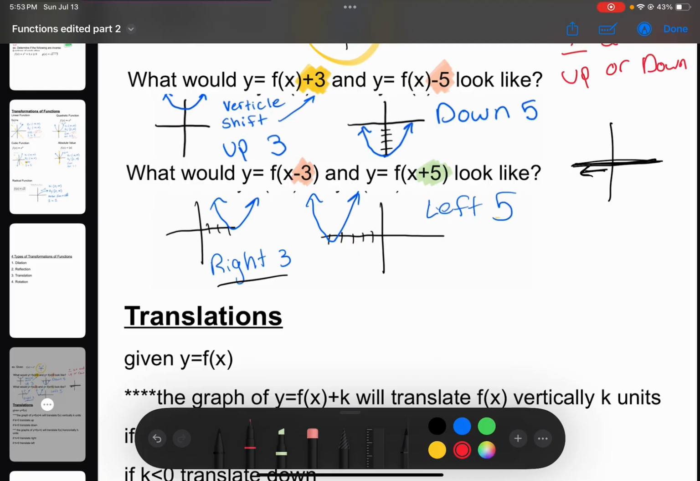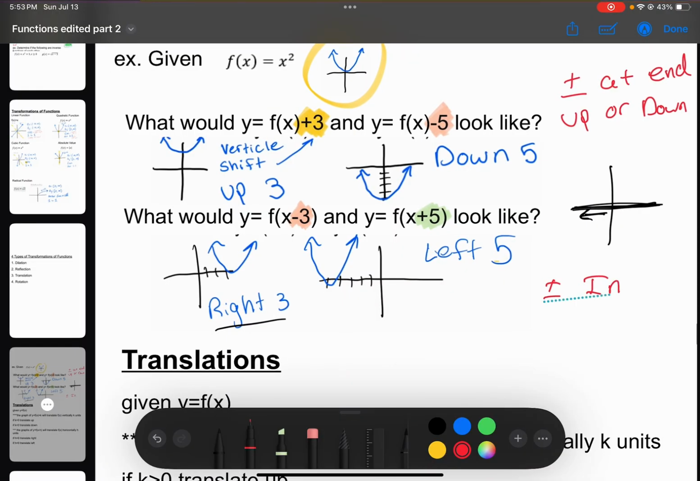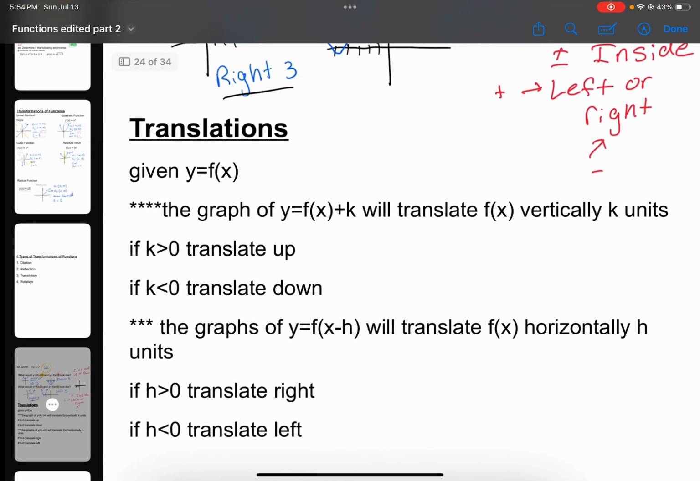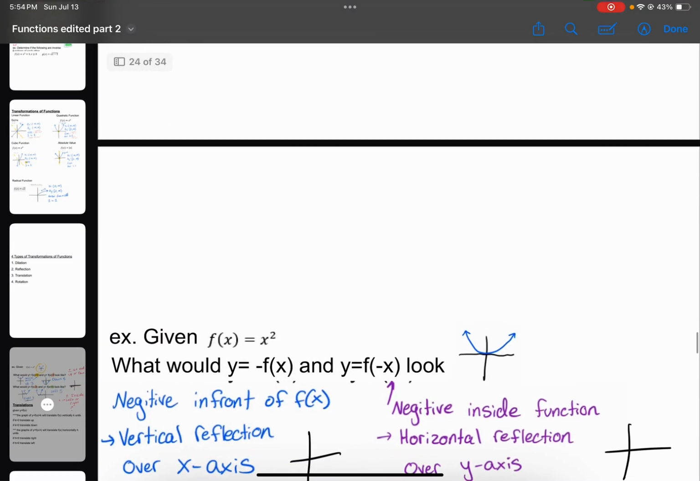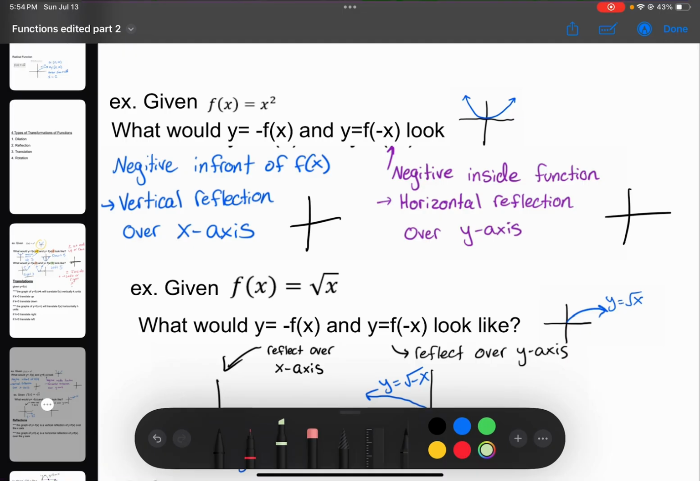So if the plus or minus is inside, so last time we saw it at the end, now if the plus or minus is inside, it goes left or right. And if it goes left, it is positive. If it goes right, it's negative. A little bit of the opposite of what we would expect. Okay, so these are just kind of the rules written out if you want to refer to them, but we just talked about them. Okay, so now they're giving us the parent function x squared.